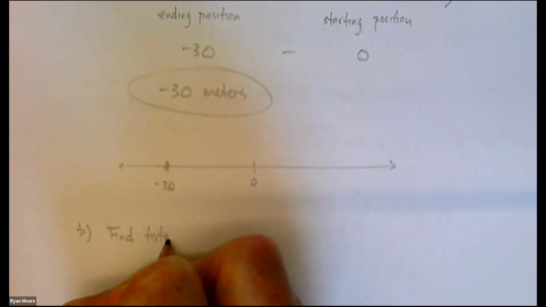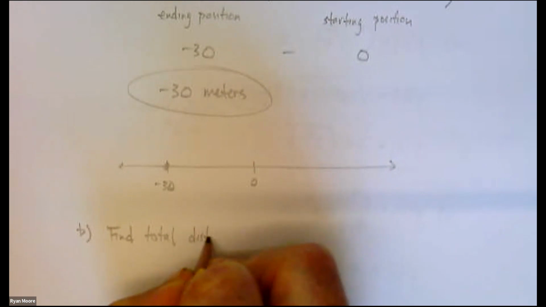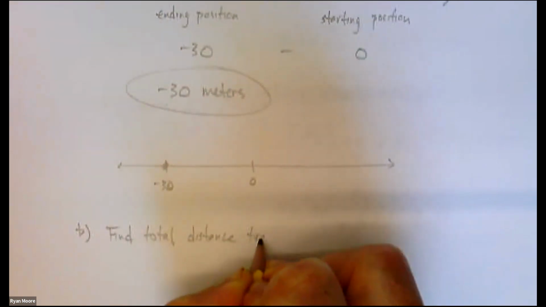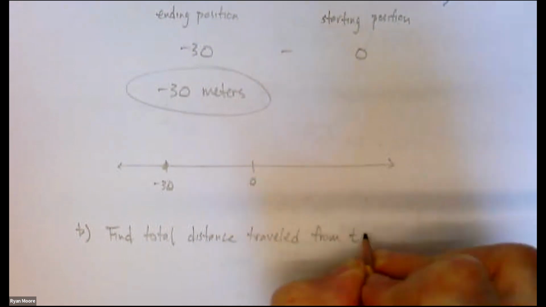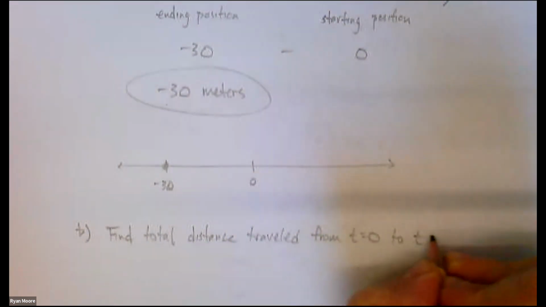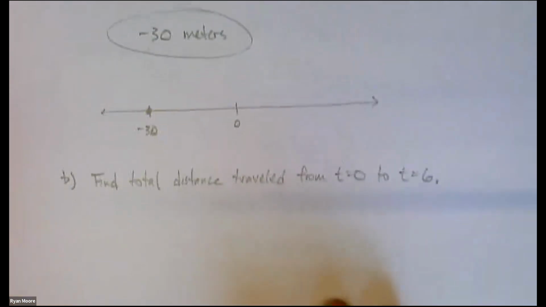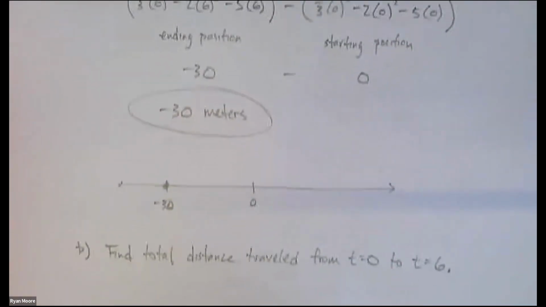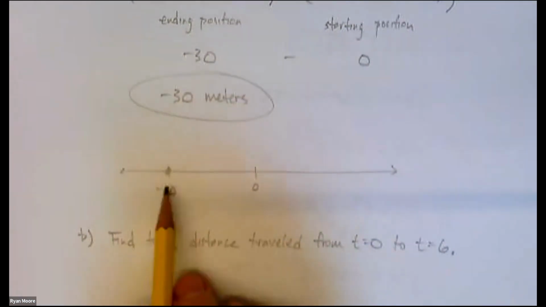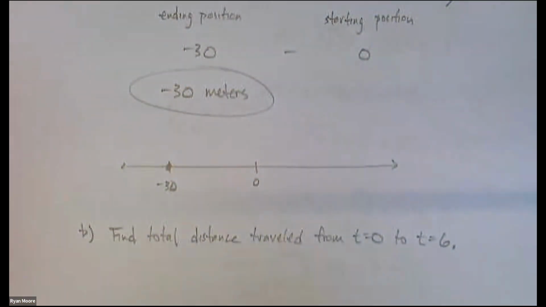Find not the displacement this time, but the total distance traveled from t equals 0 to t equals 6. What's the difference between those? Displacement is real simple: starting compared to ending, how far apart are they?